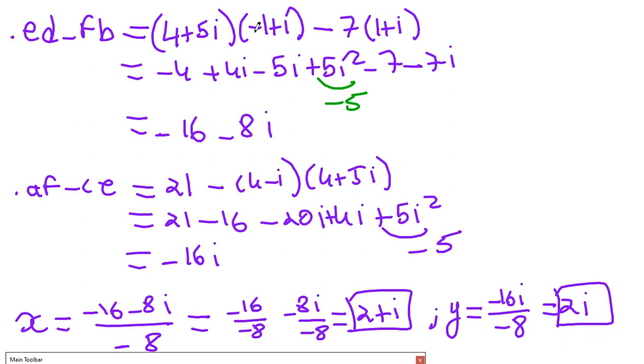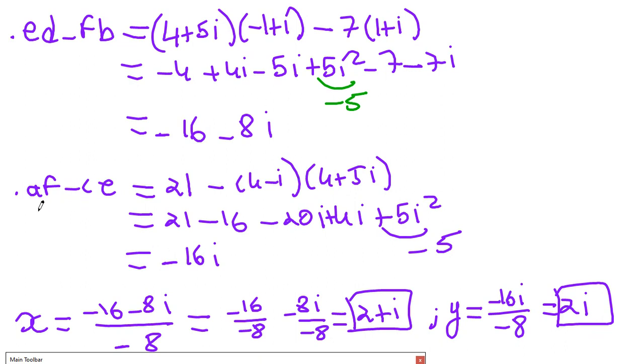And then I develop: minus 4 plus 4i minus 5i plus 5i squared minus 7 minus 7i. Don't forget that i squared is minus 1. The real part of this solution is minus 4 minus 5 minus 7, which is minus 16. And then 4i minus 5i minus 7i gives me minus 8i.